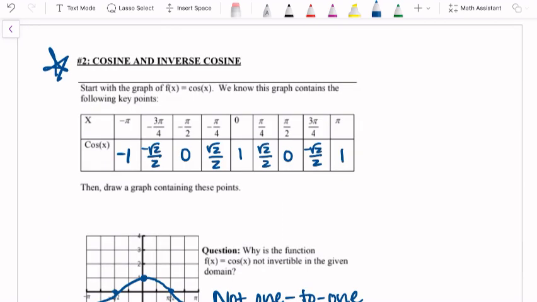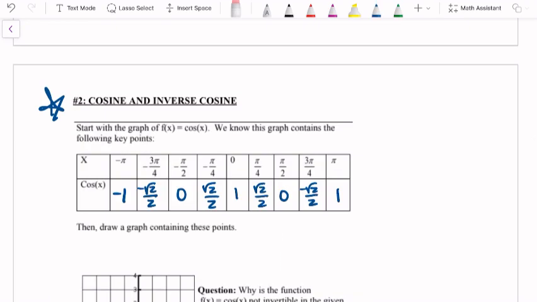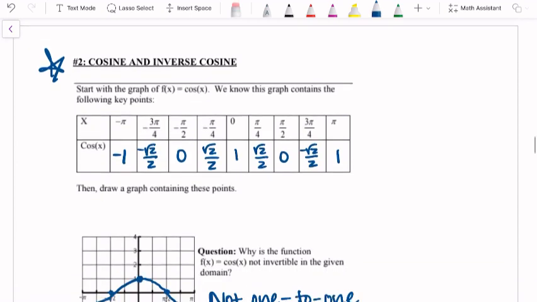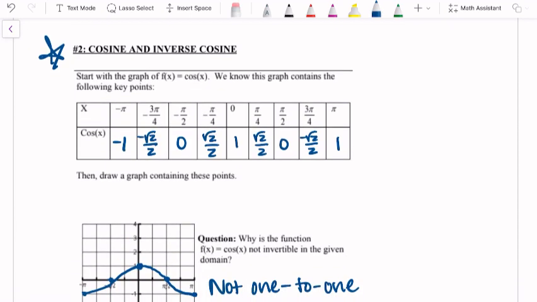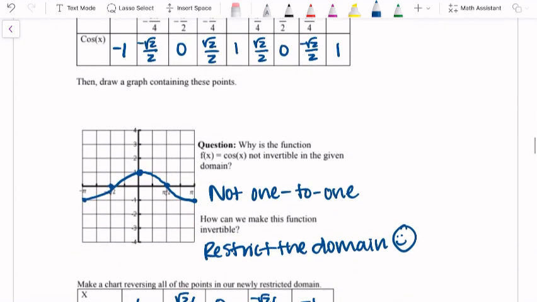Looking at our table, we should have output values of negative 1, negative square root of 2 over 2, 0, positive square root of 2 over 2, 1, positive square root of 2 over 2, 0, negative square root of 2 over 2, and 1. Connecting our points, we have our cosine graph. We should have the same issue that this is not invertible initially because it is not 1-to-1. Looking even at this x-axis, I have 2 points here. So if we want to make it invertible, we have to restrict our domain.